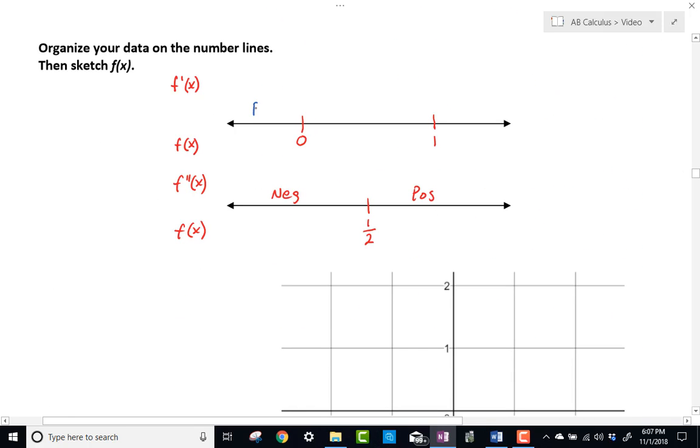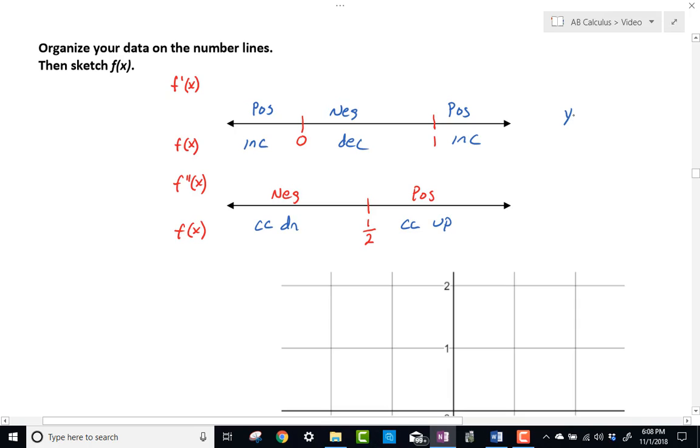So f prime was positive, then it was negative, then it was positive. All right. So what that told us was that f was increasing, f was decreasing, and that f was increasing. And then we said that f was concave down, and then concave up. All right. Now we also had some other information from the first page.